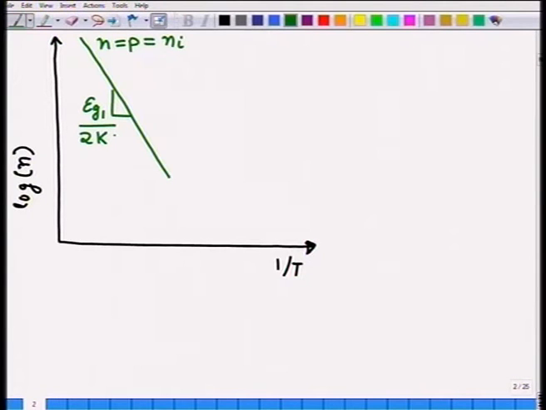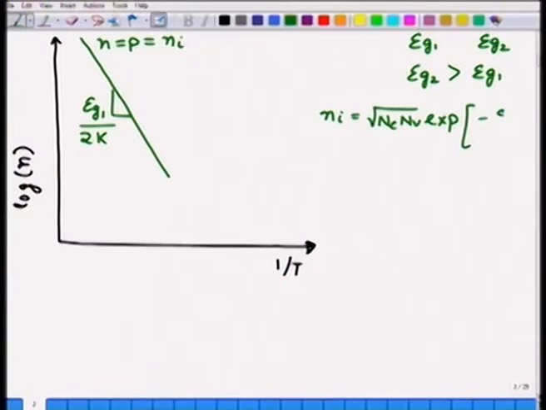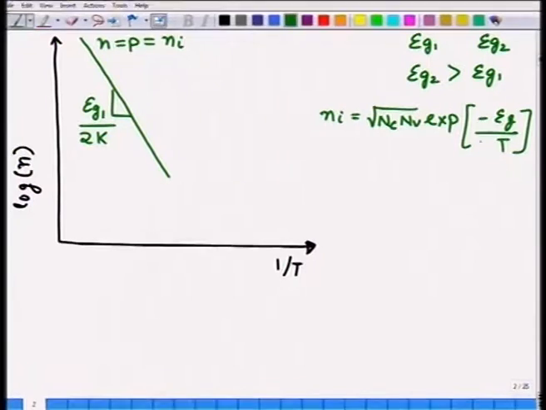What I mean is, suppose you have two semiconductors, one has a band gap of Eg1, the other Eg2, and let us say the band gap of the second semiconductor is greater than that of the first semiconductor. Then what will be the intrinsic behavior? Recall that Ni went as square root of Nc Nv e to the power minus Eg by 2kBT. That is what Ni was. Clearly, then, if you increase the band gap, the carrier density will decrease.